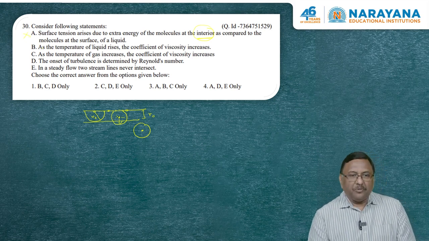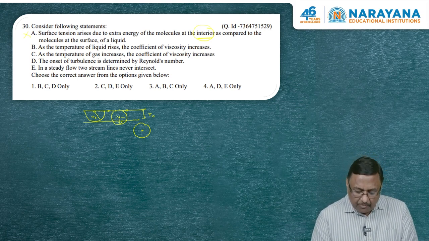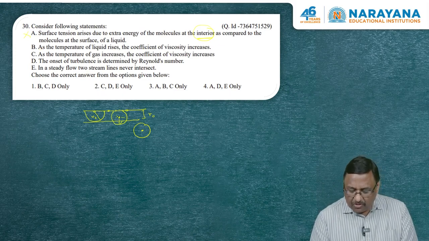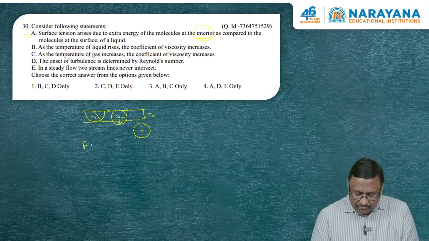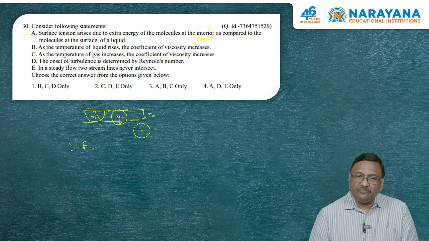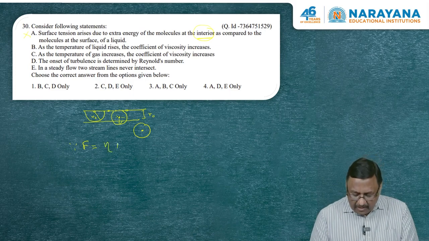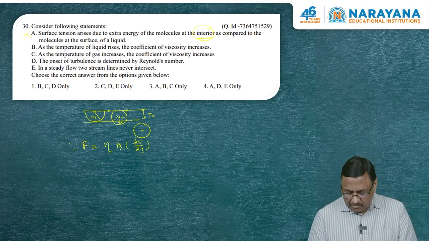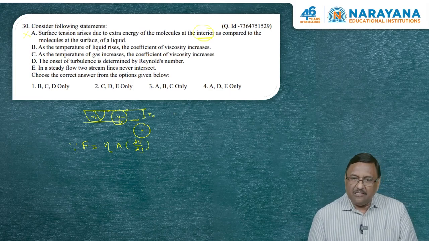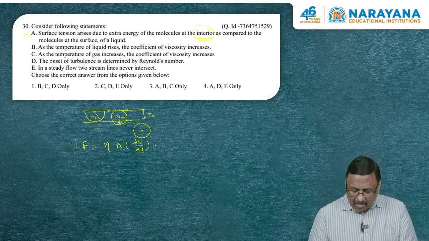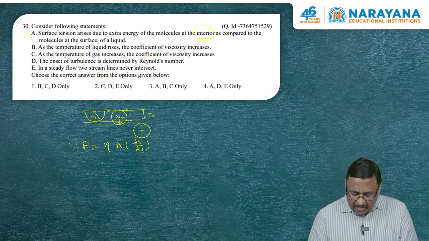If you go for option B, here we are saying that as the temperature of the liquid rises, the coefficient of viscosity increases. What is the coefficient of viscosity? If you go by the viscous force, then viscous force F is equal to eta into A into the velocity gradient. I'm not writing a minus sign, that depends on the sign convention you're considering. If you go in the upward direction, the velocity is decreasing, then we write a minus sign, but that is not an issue. So F is eta A into dV upon dy.